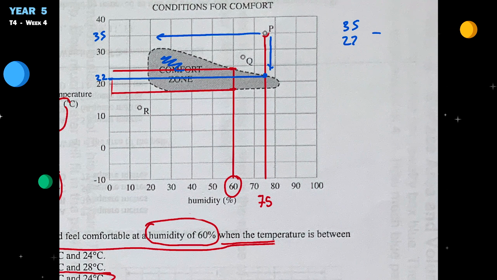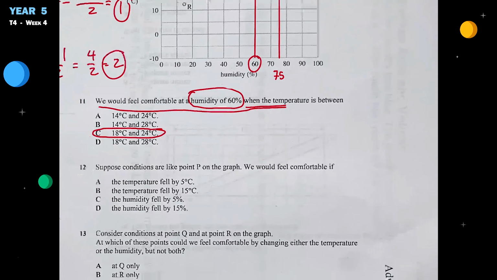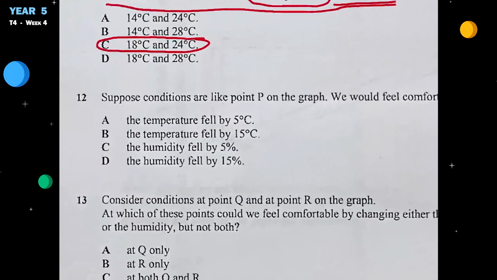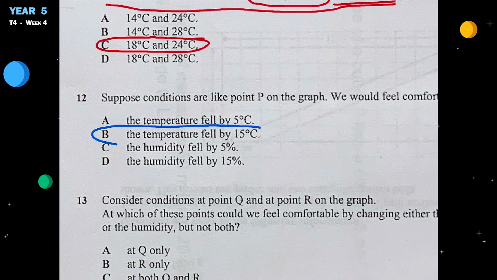How much did I drop by? Let's have a look. We need to drop by 13 degrees. Okay, so you need to drop by 13 or 15 degrees. Temperature fell by 15 degrees. Here we go. The temperature fell by 5 degrees.